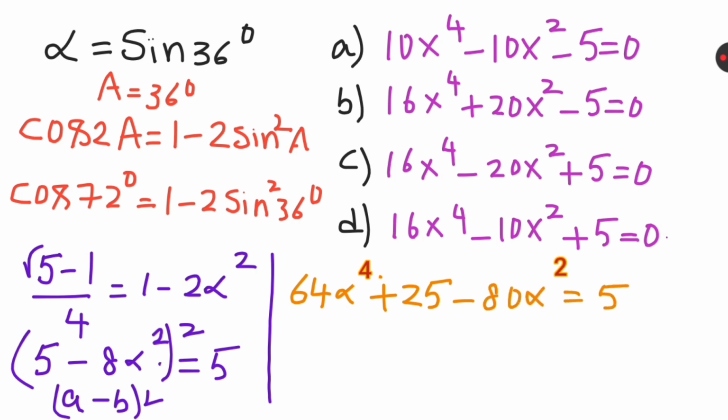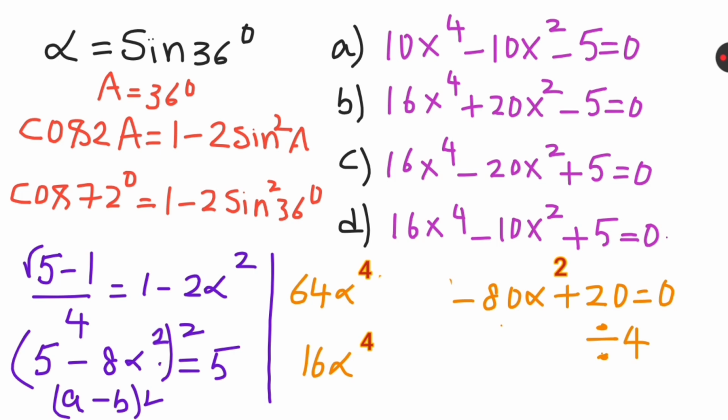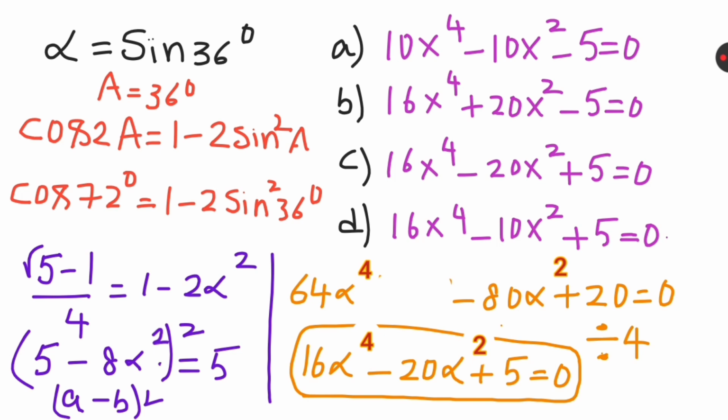If you send this 5 to the left hand side, it is going to be minus 5, that is equal to 0. It is plus 25 minus 5, which gives plus 20, that is equal to 0. We have 64, 80, 20. So if you divide by 4 on both sides, we are going to get 16 alpha power 4 minus 20 alpha power 2 plus 5, that is equal to 0. So it is nothing but option C is the correct one.